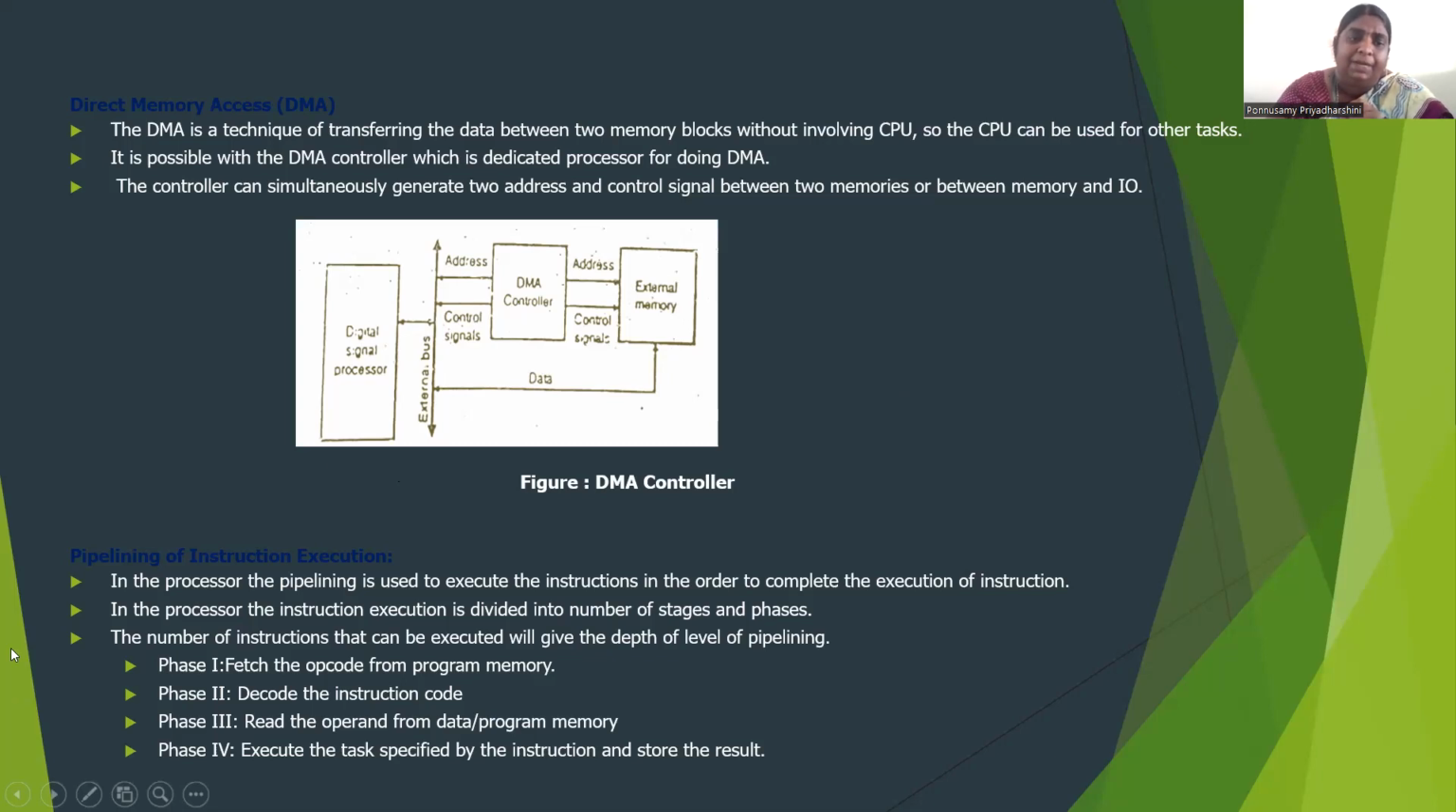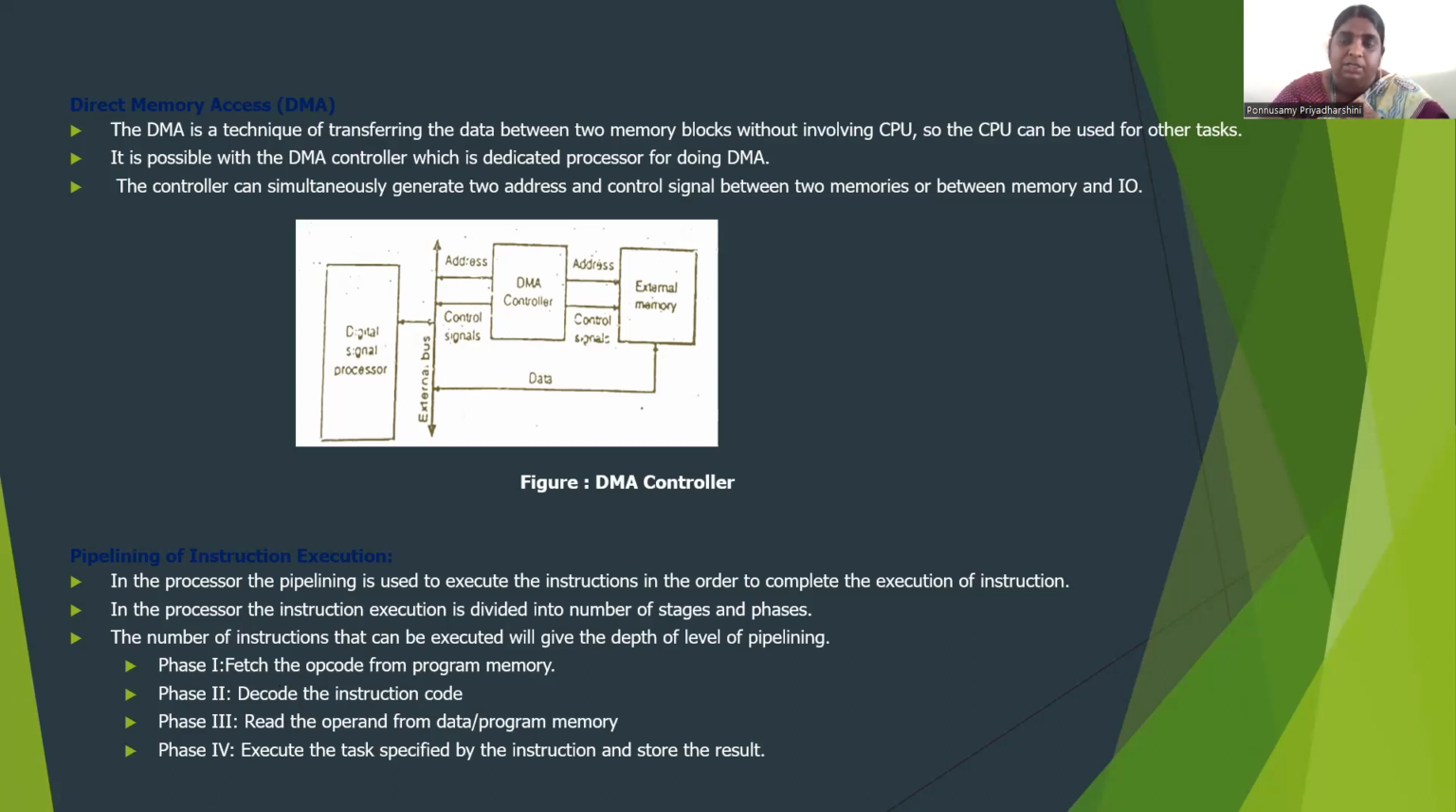The next topic is the pipelining of instruction execution. In a processor, the pipelining structure is used to execute instructions in order to complete their execution. It goes in a sequential manner. In this processor, instruction execution is divided into four stages.